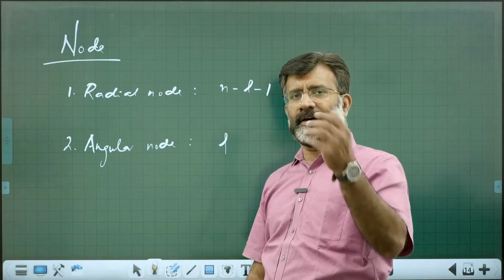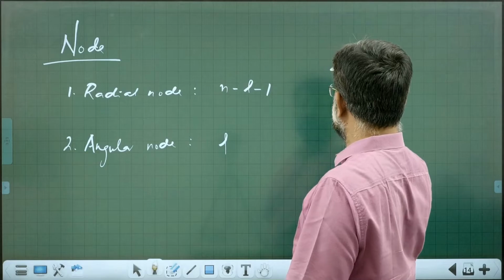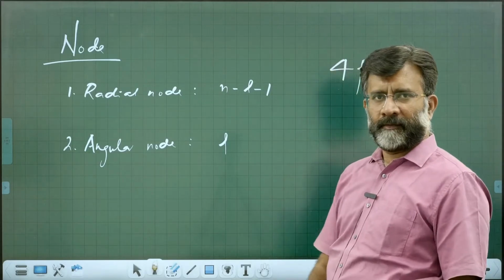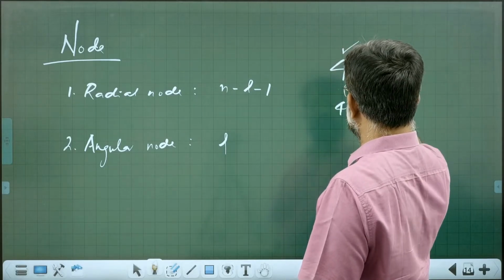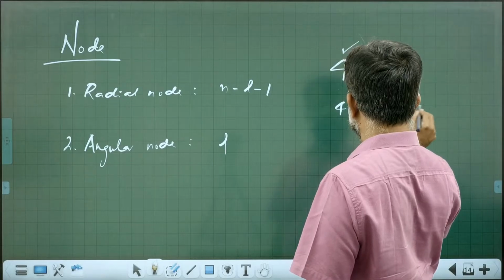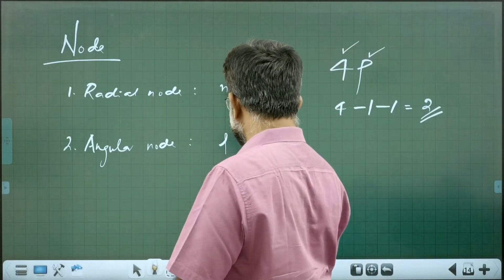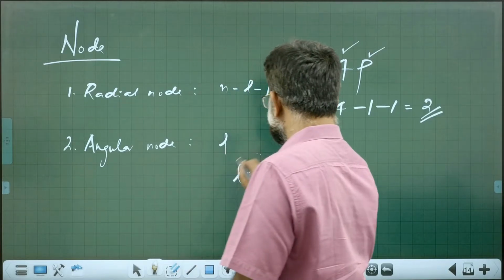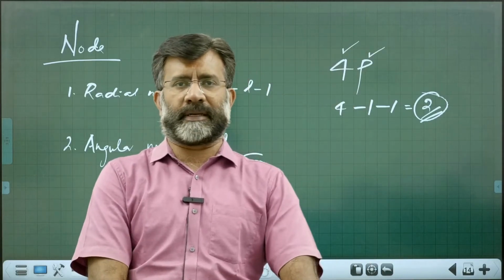You can find the nodes for different orbitals. For example, if you are dealing with the 4p, what is the radial nodes? It is N equal to 4, 4 minus L, for p orbital L equal to 1, 4 minus 1 minus 1. You get 2 radial nodes. What about angular node? L equal to 1. That is 1 angular node and 2 radial nodes for 4p orbital. Like that.